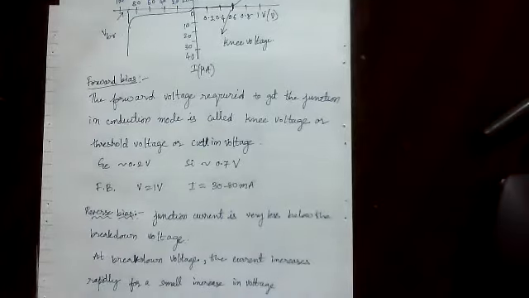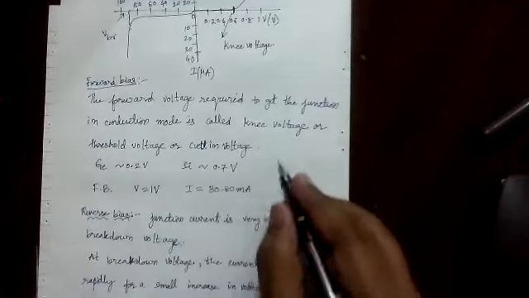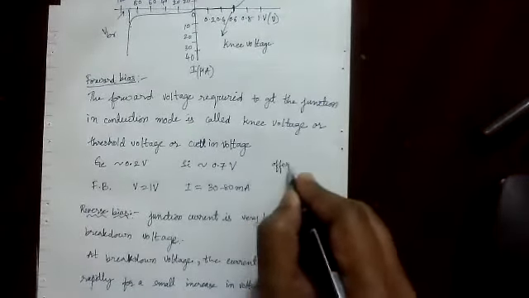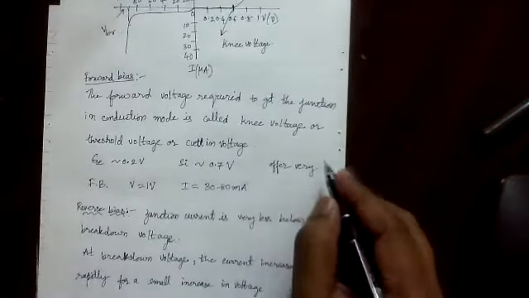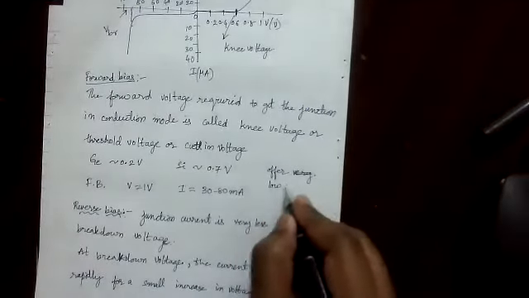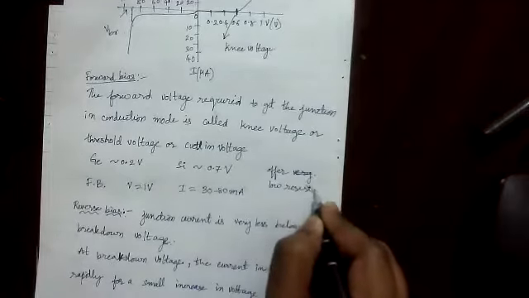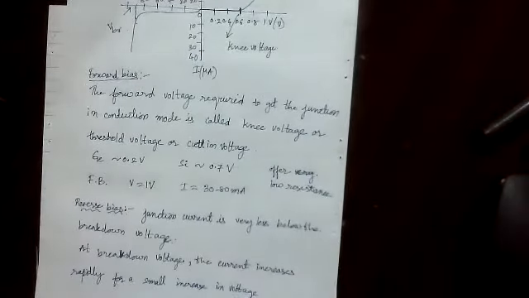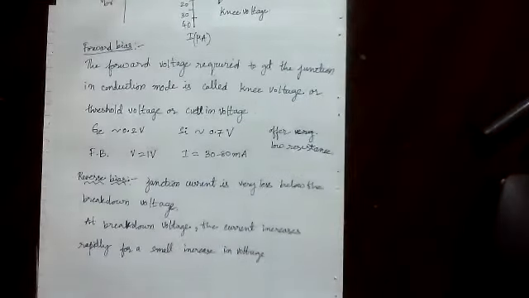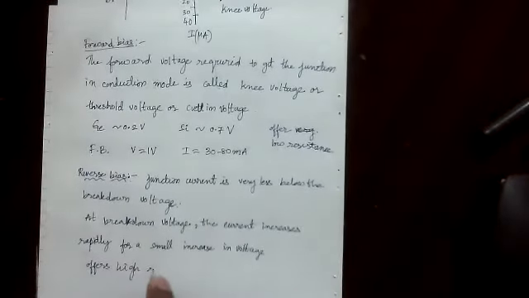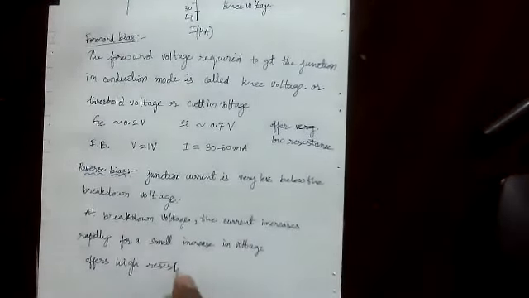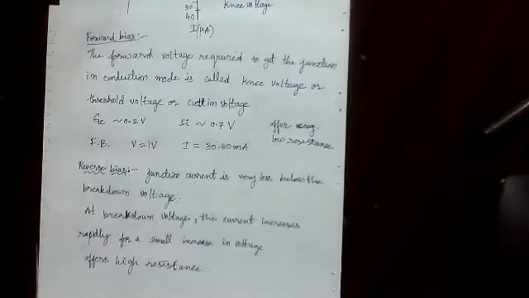So what happens in forward bias? It offers very low resistance. In forward bias it offers low resistance, and in reverse bias it offers high resistance. That's the difference between both of them.